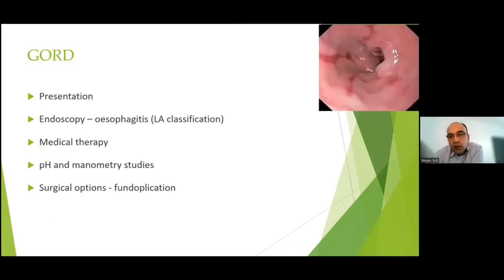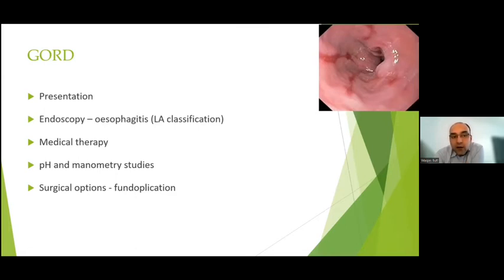Right, so now we move on to more benign things. So gastroesophageal reflux disease, very common. You'll see it commonly in your clinical practice. Most patients present with heartburn, sometimes atypical chest pain, can also present with recurrent aspiration pneumonias or coughing at night.